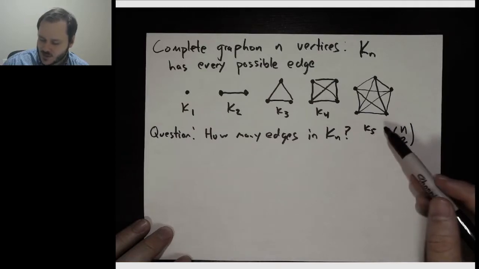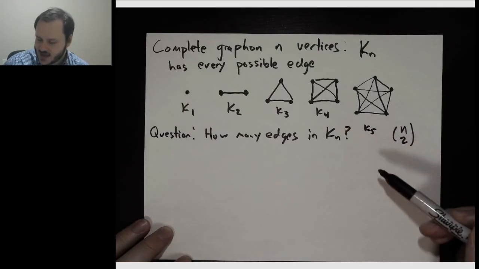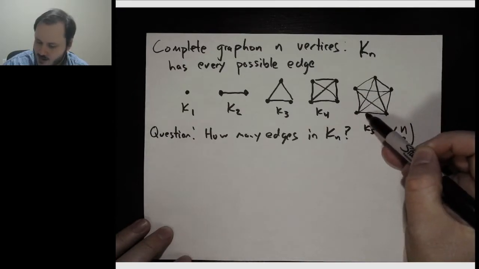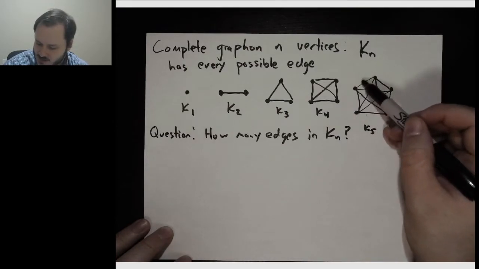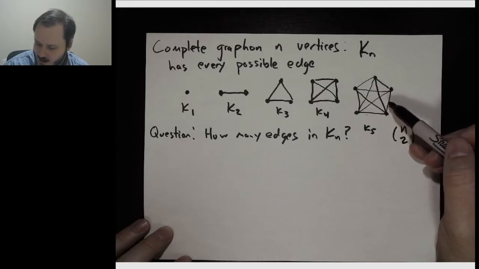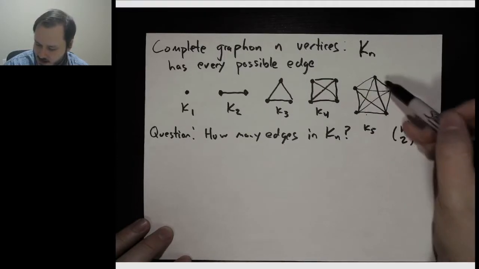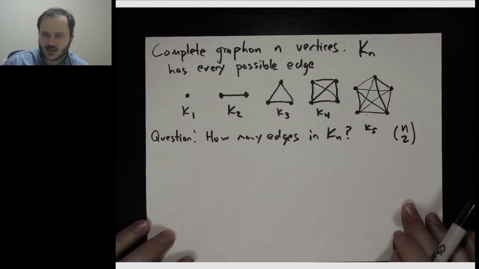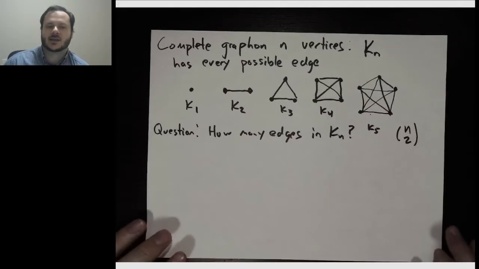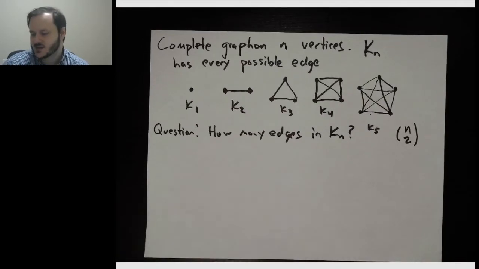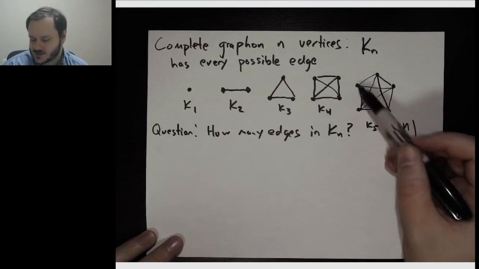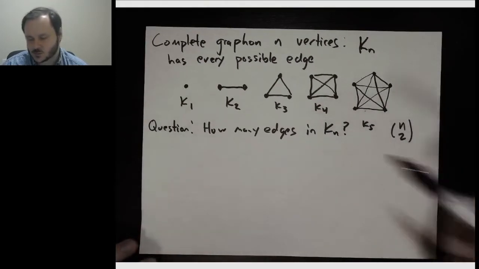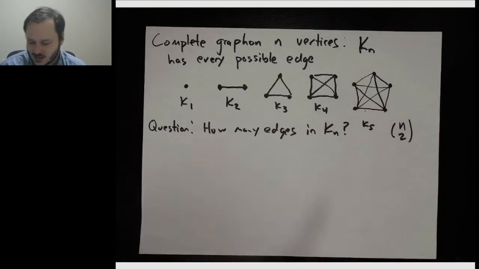That's 5 times 4 over 2, that's 10. I should have 10 edges. 1, 2, 3, 4, and then 5, 6, 7, and then 8, 9, and then 10. Much easier way to count that is using the handshaking lemma. If I add up all of my degrees, I should get twice the number of edges. So if I add up 5 vertices, each with 4 degrees, that's 20. 10 edges is 10, so twice 10 is 20. Handshaking lemma checks out there.